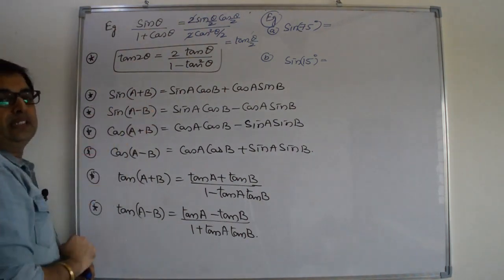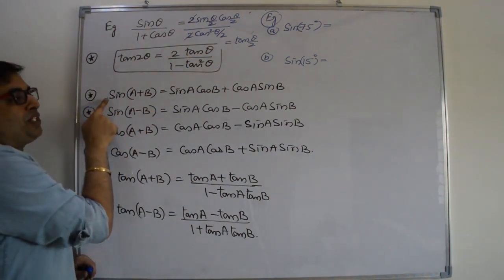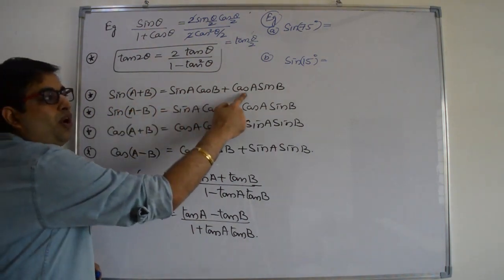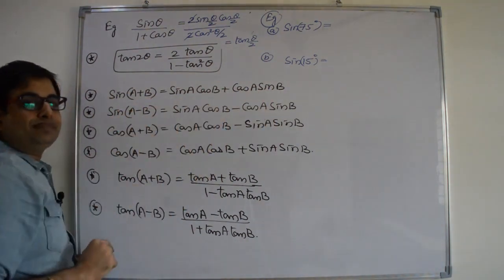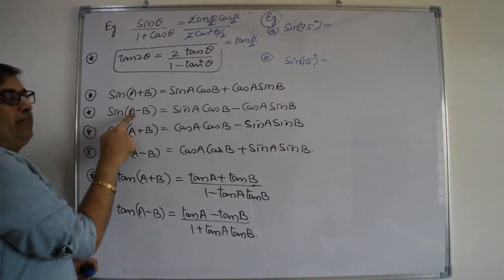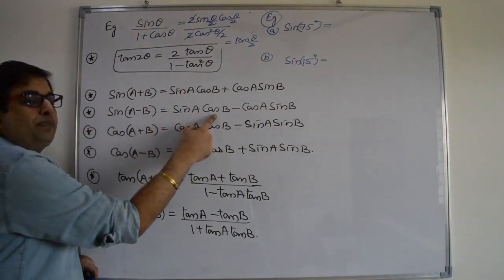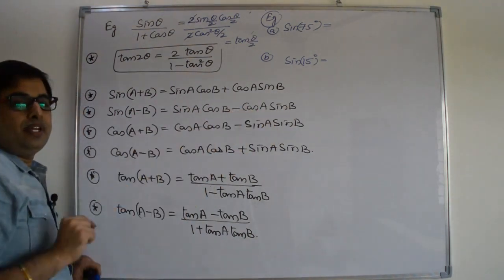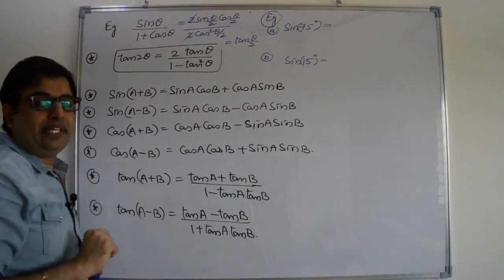Addition of two angles. The expansion of sin(A+B) is sin A cos B + cos A sin B. And sin(A−B) is sin A cos B − cos A sin B. Right? You have to remember a small thing here.